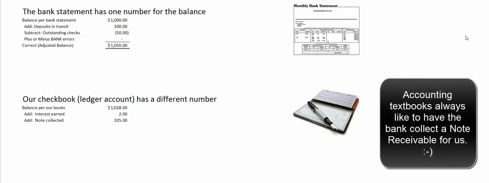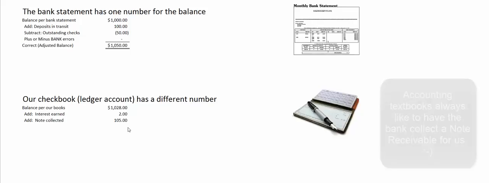The other piece of good news that only happens in accounting class is somebody owed us some money. We had a note receivable on our books. Our bank went out and collected it for us and put it into our bank account. So in this instance, let's pretend they collected a note for us that somebody owed us $100 on, and the bank also collected $5 worth of interest for us. So we didn't know about that until we opened up the bank statement and we saw that there's an extra $105. Sadly, that's pretty much the end of any kind of good news you ever find in the bank statement.